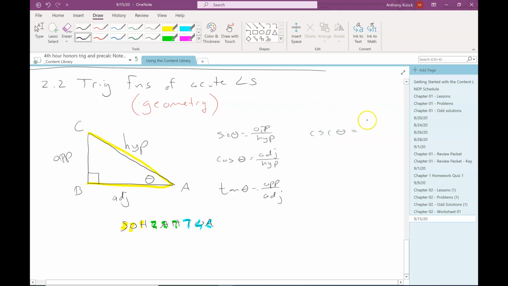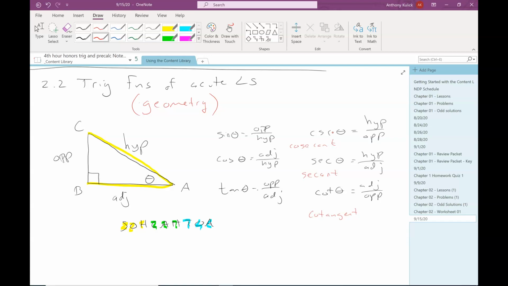There's cosecant, which is hypotenuse over opposite. There is secant, which is hypotenuse over adjacent. And there's cotangent, which is adjacent over opposite. Maybe we'll write out the whole word here too, since I'm guessing this may have been the first time many of us have seen these 3 trig functions. Dan? CSC. Yep.